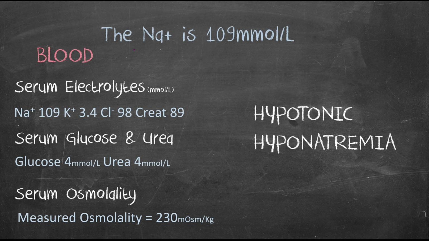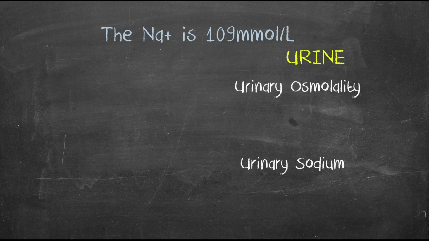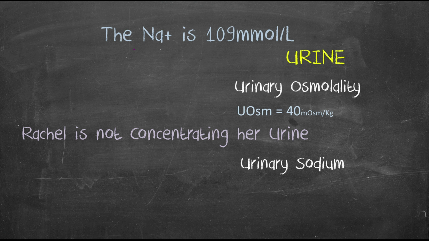In this setting, it's imperative we look at the urine. Let's look at her urine. Her urinary osmolality is 40 milliosmoles per kilo. And what that means is that Rachel is not concentrating her urine. Her urine is very watery.